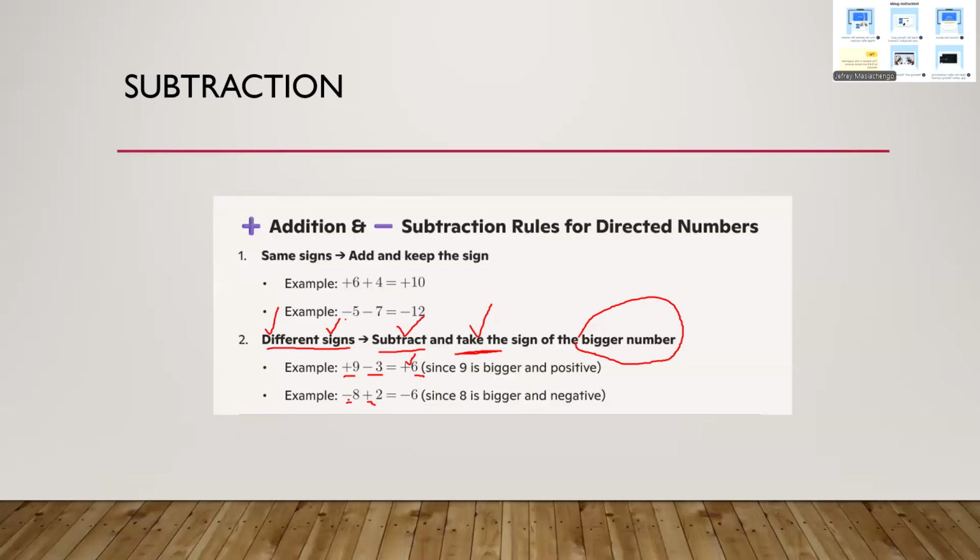Look at this one. There is minus 8 plus 2. The signs are different. There's a minus, and there is a plus. What do you do? You subtract, normal subtraction. You say bigger number minus smaller number. 8 minus 2, what do you get? You get 6, but you're not done. You take the sign of the bigger number. Which one is bigger, 8 or 2? It is 8. So 8 is negative, so you put a minus like that. Well done.